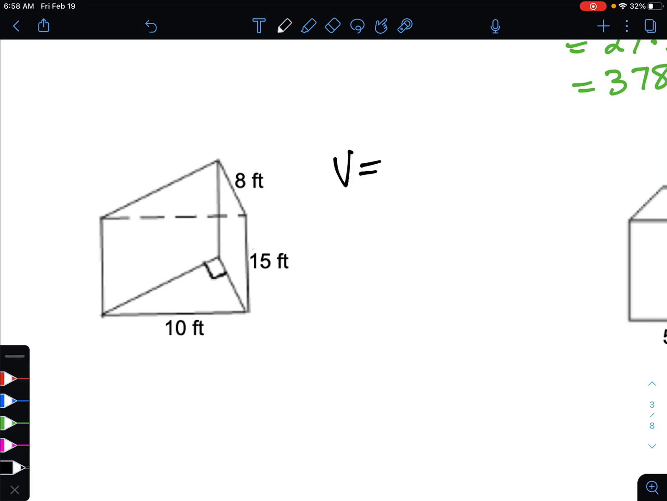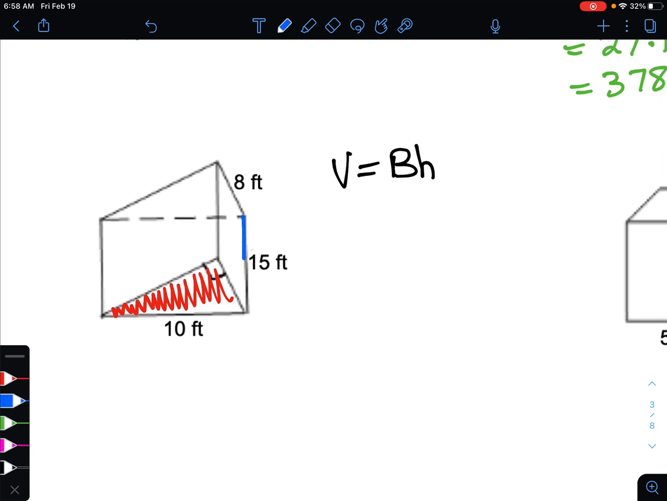So once again, our volume is going to be equal to taking the area for our base multiplied by the height. So for our base, in this particular example, again, it's a triangular prism, so our base is going to be one of the 2 triangles. I'll just use this one at the bottom. And so then our height would have to be the 15 feet, which is the distance between our 2 bases. Okay, so let's focus on finding this area for our triangle.